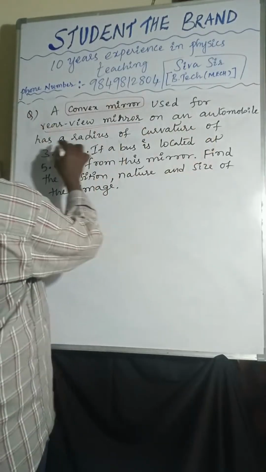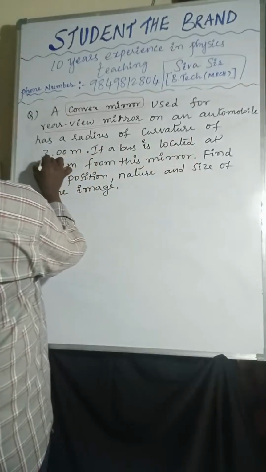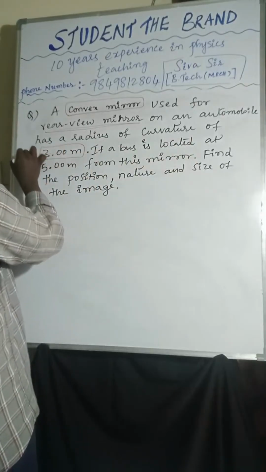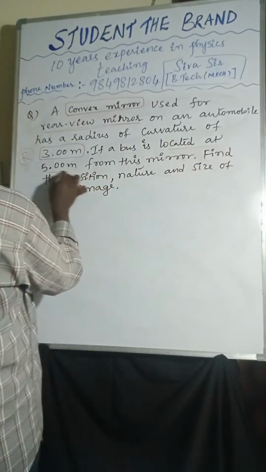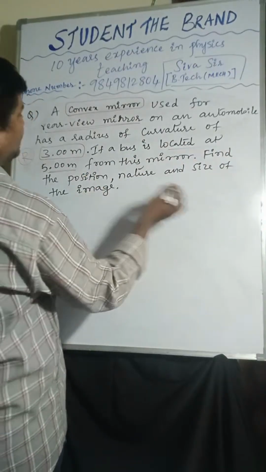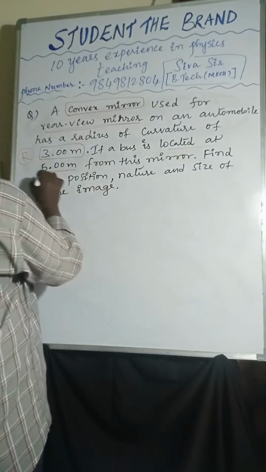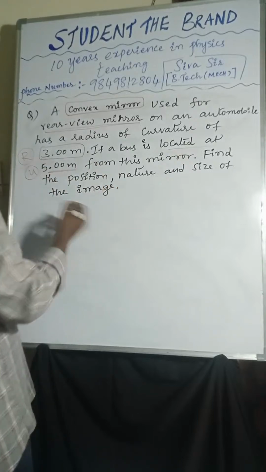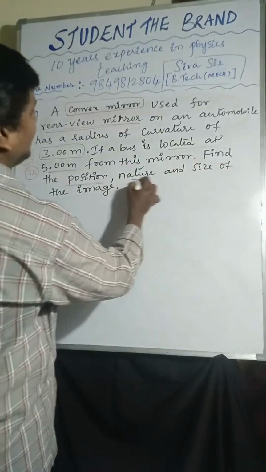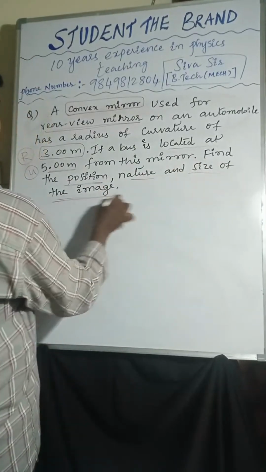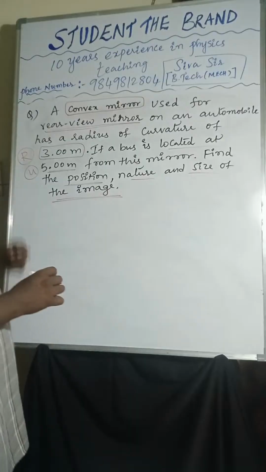An automobile has a radius of curvature given. So you can mention the R value. So here is the R value. If a bus is located, so the bus is also given. That is the object distance. So here is the object distance. The bus is nothing but the object. So from this mirror, find the position, nature and size of the image. So the size of the image they also asked us to find.